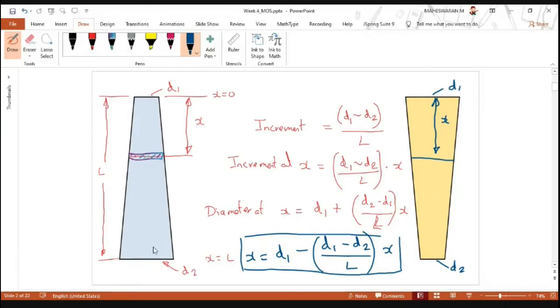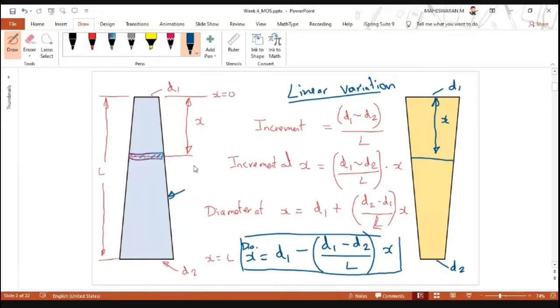So the earlier one is an incremental tapered bar. This is applicable only for linear variations. If it is parabolic, then the entire term will change. You will get d1 minus d2 the whole square. You have to identify the equation of this particular curve, and you have to work based on that.